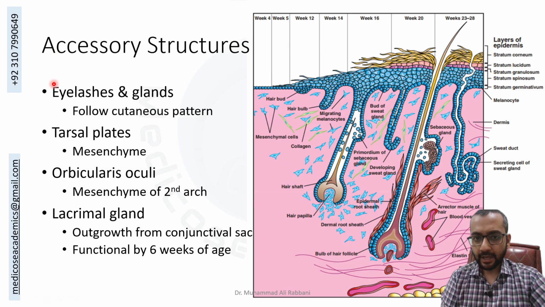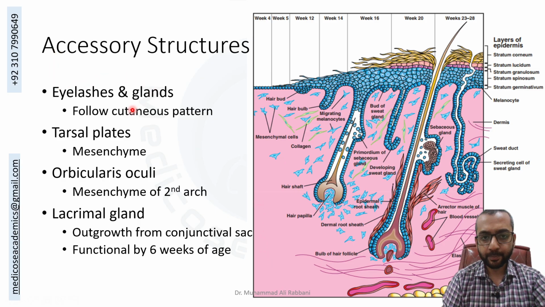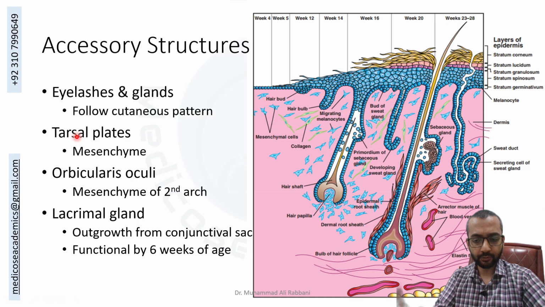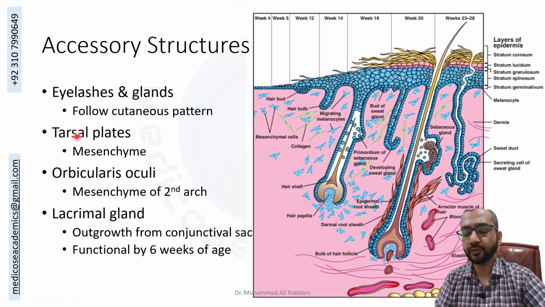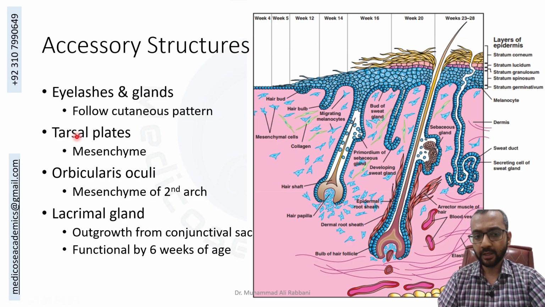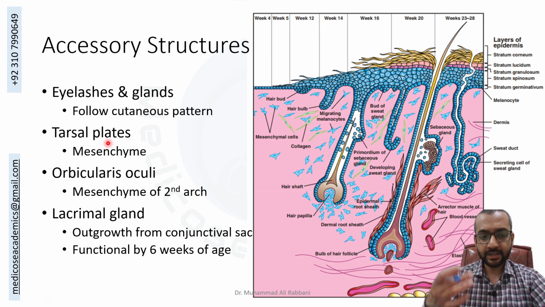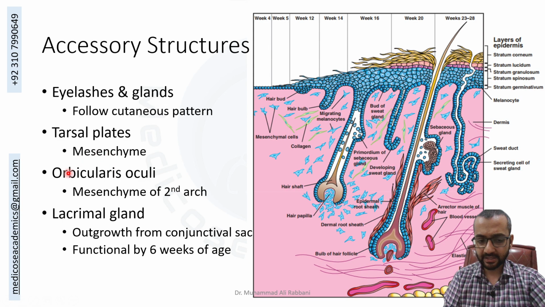Accessory structures: how the eyelashes are formed, how the tarsal plate is formed. The eyelashes and glands follow the pattern of the cutaneous. For this, I will refer you to the lectures on the embryology of skin, where we'll discuss how the hair follicles and glands are developed. So it follows the same pattern of the glands. The tarsal plate is the fibrous plate inside the eyelid on which the muscles are attached. So this is developed from the mesenchyme that was inside it.